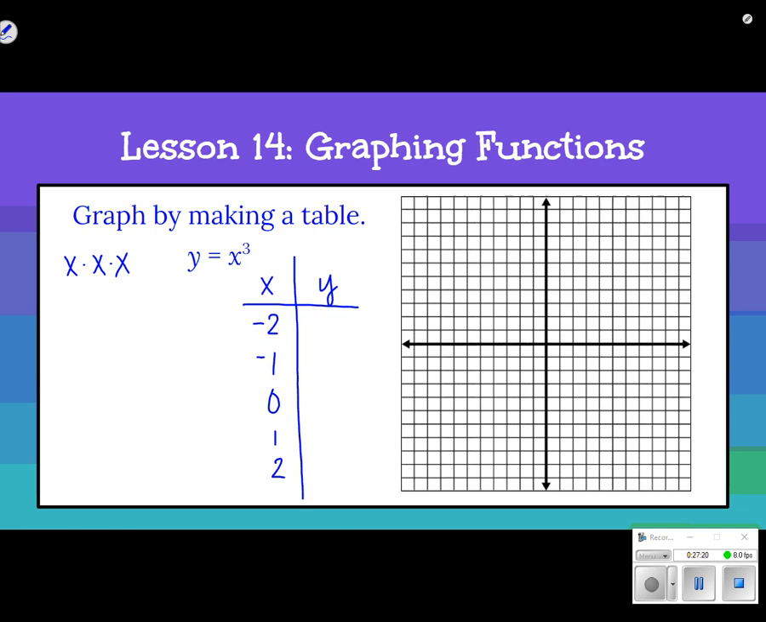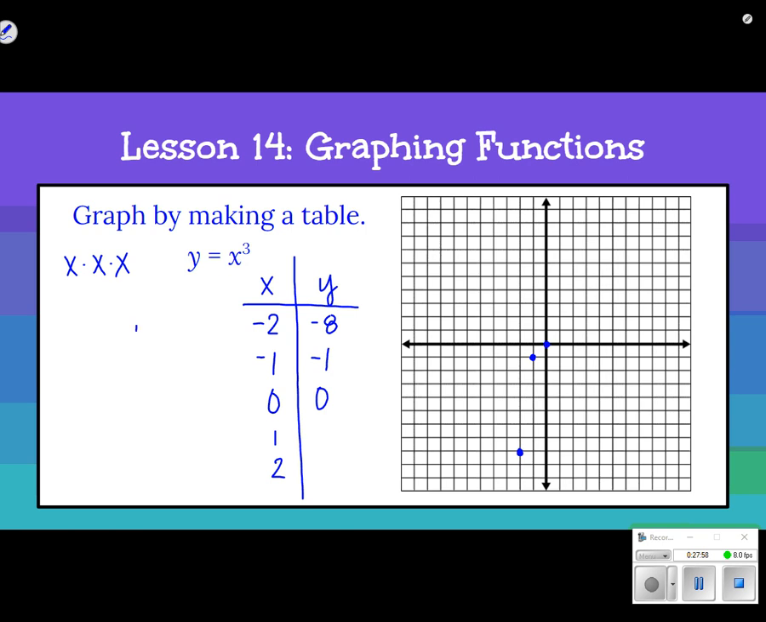And I'm going to look at negative 2 cubed, which is negative 2 times negative 2 times negative 2, and that is negative 8. So down here, negative 2, negative 8. And then let's do another one. Let's do negative 1 cubed. That's negative 1 times negative 1, which is positive 1, times negative 1 is negative 1, so negative 1, negative 1. And then 0 cubed, 0 times 0 times 0, that one's easy, that's 0. 0, 0.